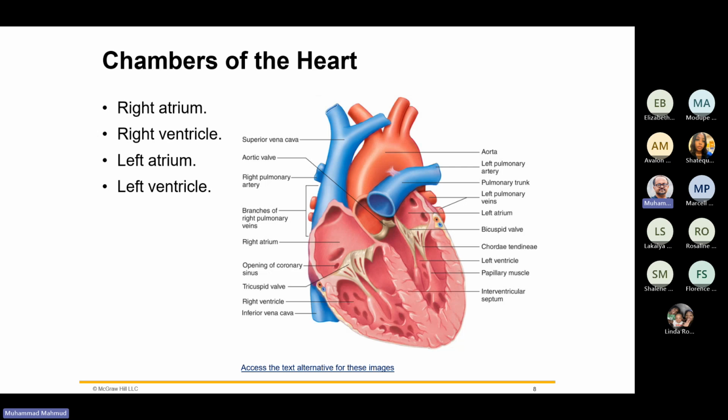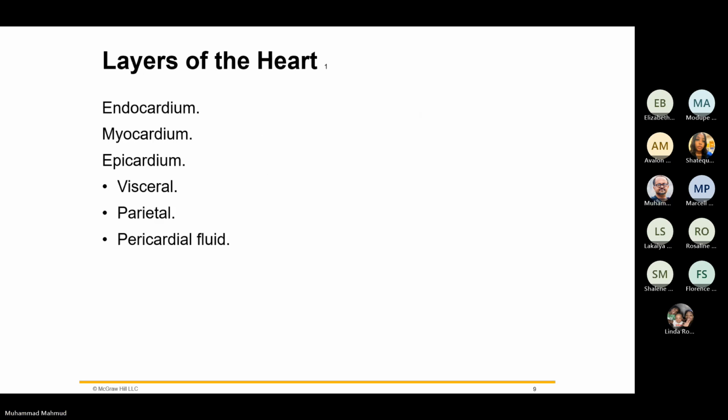Starting with the heart. There are four chambers of the heart you see here: right and left atrium, and then right and left ventricle. If we take a section of the heart wall, we see there are three layers from inside to outside. The inner wall is endocardium, then myocardium is in the middle, and the outer one is epicardium. So endo, myo, and epicardium.